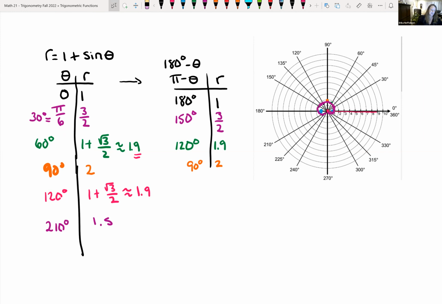And this shape right here, r equals 1 plus sine theta, the sine value, so the heart is facing towards the y-axis, or theta equals pi halves. That's called a cardioid. It's a shape of a heart.